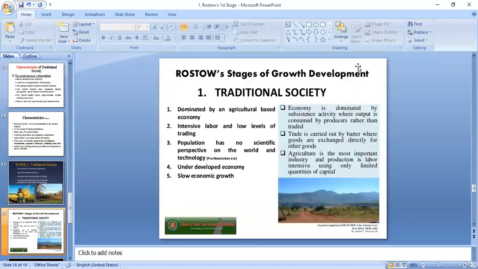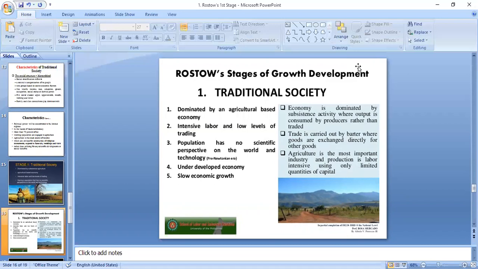സോ റോസ്റ്റോ സ്റ്റേജസ് ഓഫ് ഗ്രോത്ത് ഡെവലപ്മെന്റ് സേസ് ദാറ്റ് ഇക്കോണമി ഈസ് ഡോമിനേറ്റഡ് ബൈ സബ്സിസ്റ്റൻസ് ആക്ടിവിറ്റി. നമ്മൾ പറഞ്ഞു സബ്സിസ്റ്റൻസ് എന്ന് പറഞ്ഞാൽ നിലനിൽക്കാനുള്ള കാര്യങ്ങൾ മാത്രമേ അവർക്ക് ചെയ്യാൻ പറ്റുന്നുള്ളൂ. They can't export things, they can't make any things for their market purpose, or they can't make any profit out of their things, only for their food purpose or just for making their living. അത്രേ മാത്രമേ അവർക്ക് ചെയ്യാൻ പറ്റുന്നുള്ളൂ.